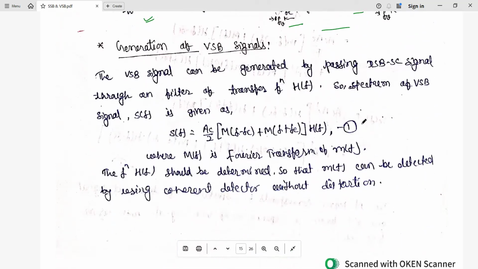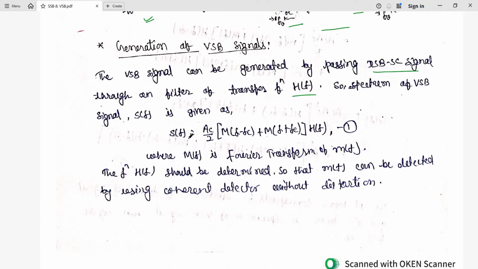Now we are seeing how to generate the VSB signals, with the help of the frequency domain representation. We obtain VSB when a DSBSC signal passes through a particular filter whose transfer function is H(f). It is important here to design the filter H(f), which has some specifications that we are going to see.